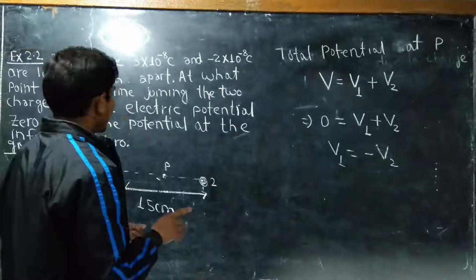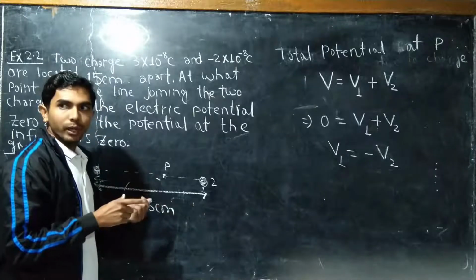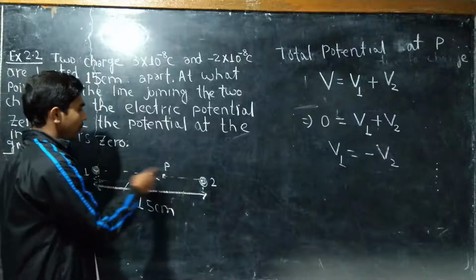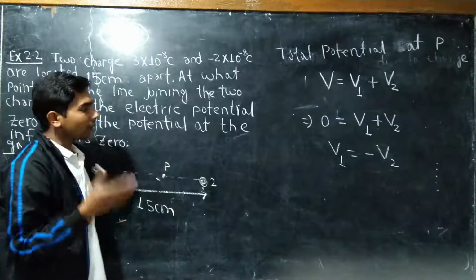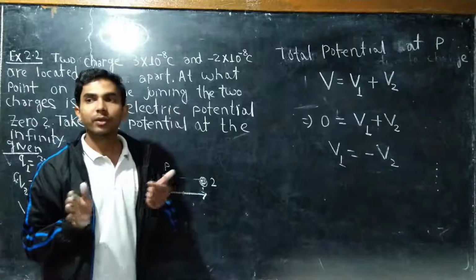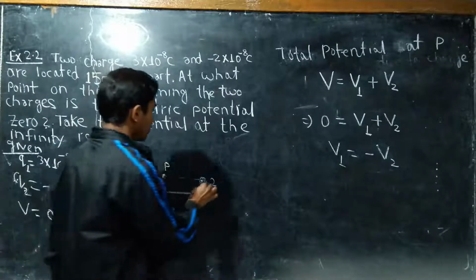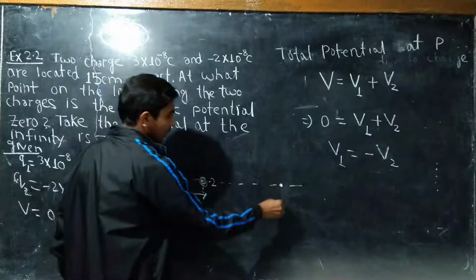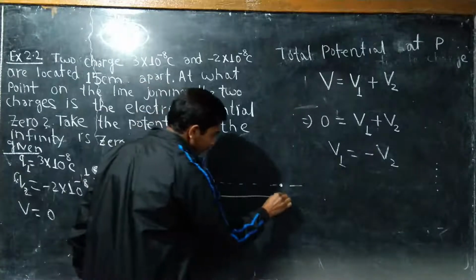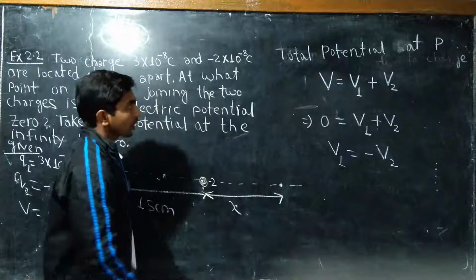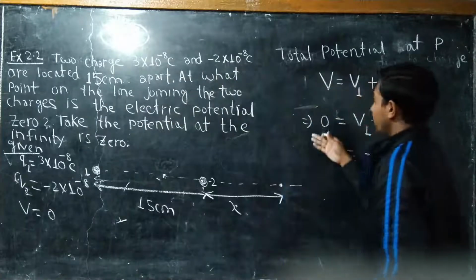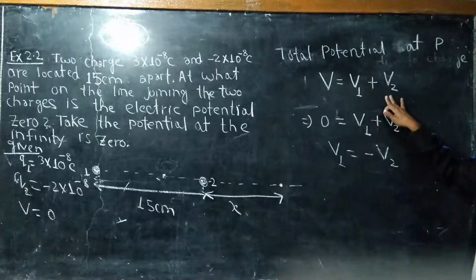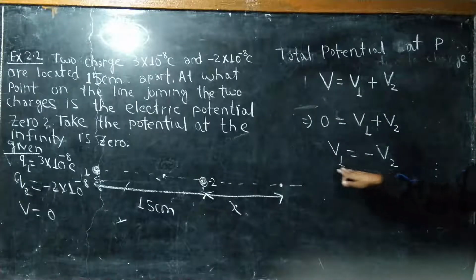Now here two values of X are possible. One we calculated, when point P lies in between these two charges. And another value of X is also possible. In that case, point P will lie in this region. Suppose point P is at X distance from this one. So again, potential at P will be potential due to 1 plus potential due to 2, right?